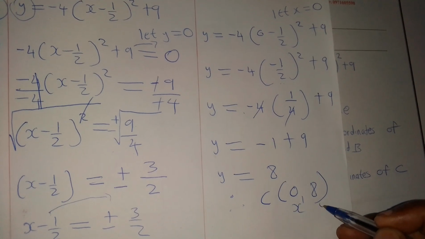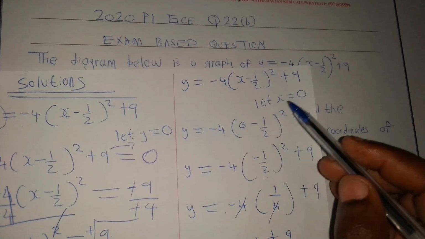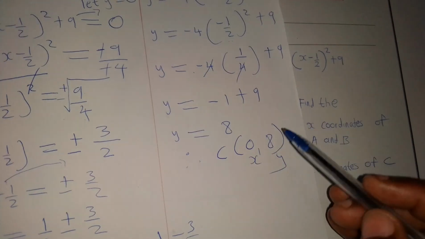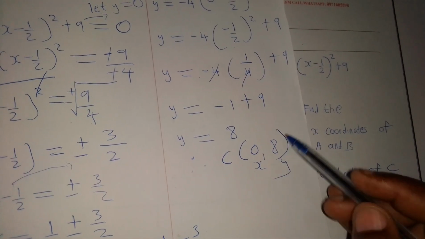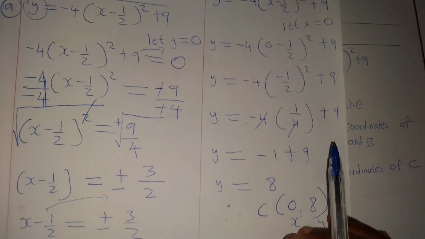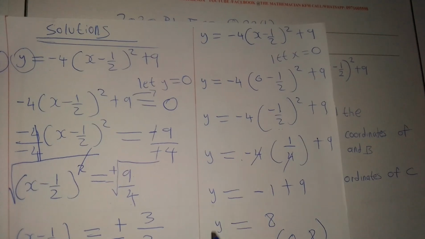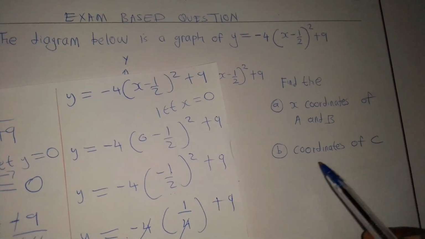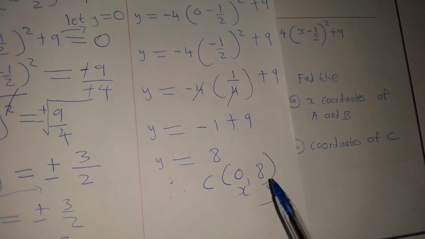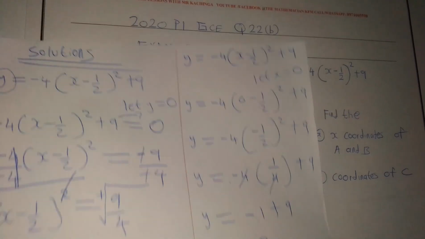Since this is x, this is y. You see that? Remember here we say let x be 0. Okay? That's why our x here is 0, then our y is 8. So the value of y represents the y-intercept. So the y-intercept is 8. So since they say the coordinate of C, so coordinate of C is 0, 8. Okay? And we are done.